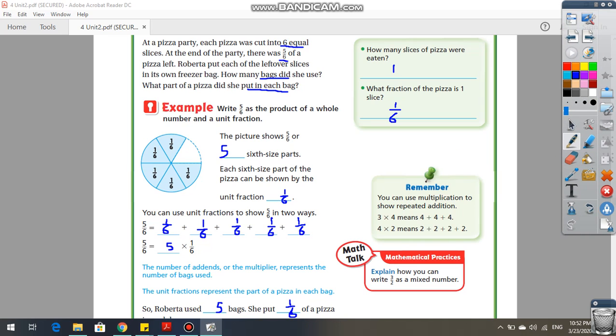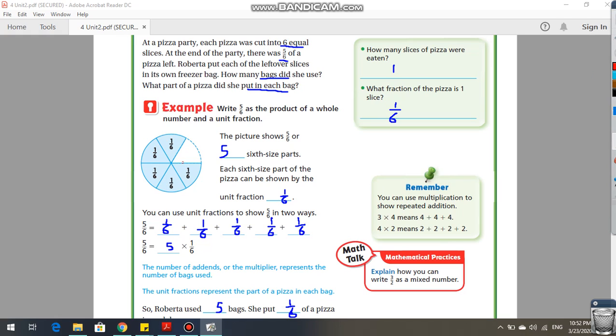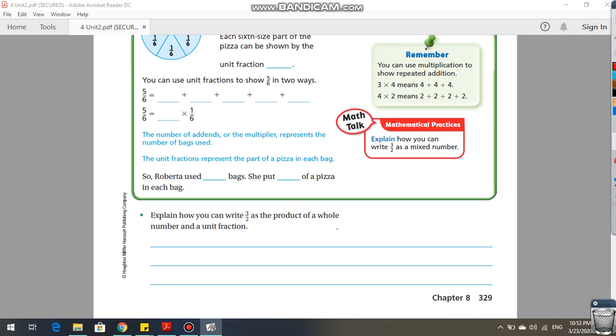So guys, I'm gonna explain it again. Look, I have a pizza with leftovers of 5/6, and I want to put it in a freezer, and I want to put only one slice in each bag. So I will use how many bags? 1, 2, 3, 4, 5. 5 bags. In each bag I will put what? 1/6. That's it.